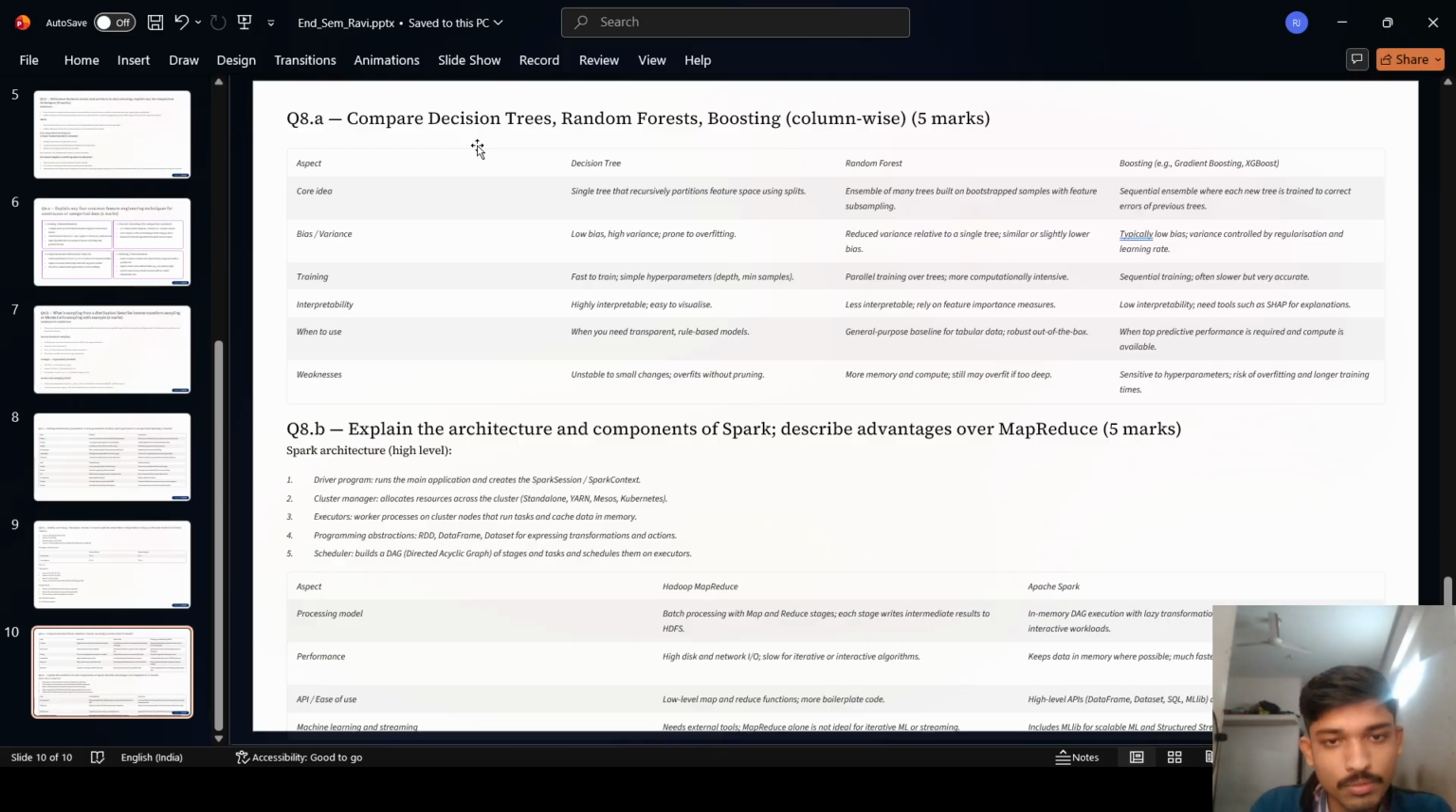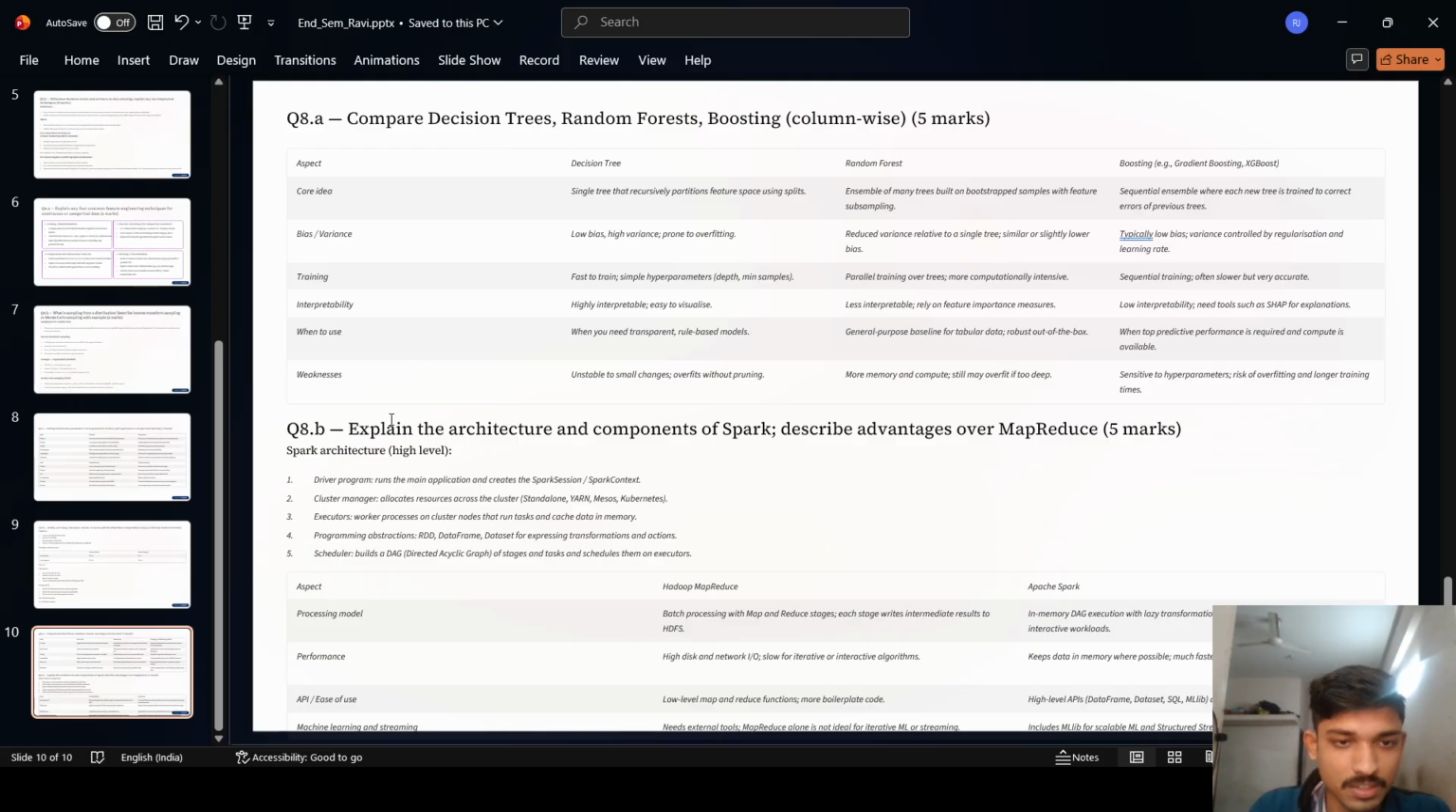Now the next aspect is when to use. Decision tree we will use when we need a transparent rule-based model. Random forest we use when we need a general purpose baseline for tabular data, robust out of the box. Boosting we will use when top predictive performance is required and compute is available. Weaknesses: decision tree is unstable to small changes and overfits without pruning. Random forest needs more memory and compute, and boosting is sensitive to hyperparameters, with risk of overfitting and larger training time. So these are all the weaknesses.